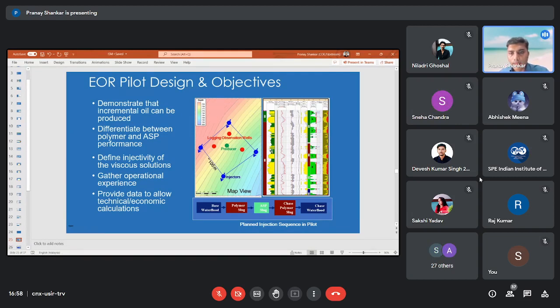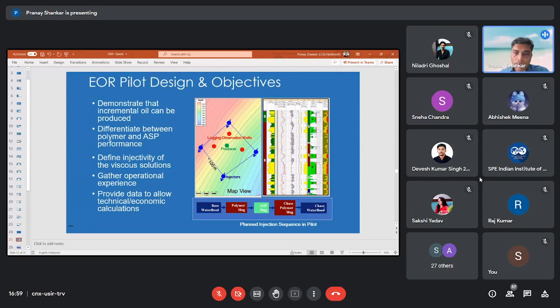So in this case, we had this five spot pattern that was decided to do the pilot. So we had these four injector wells drilled and then one producer well in the middle. And then there are three wells which were drilled as observation wells, where you will acquire some data to see how the saturation within this pilot area has changed over a period of time when you do either polymer or ASP pilot. So what is the sequence?